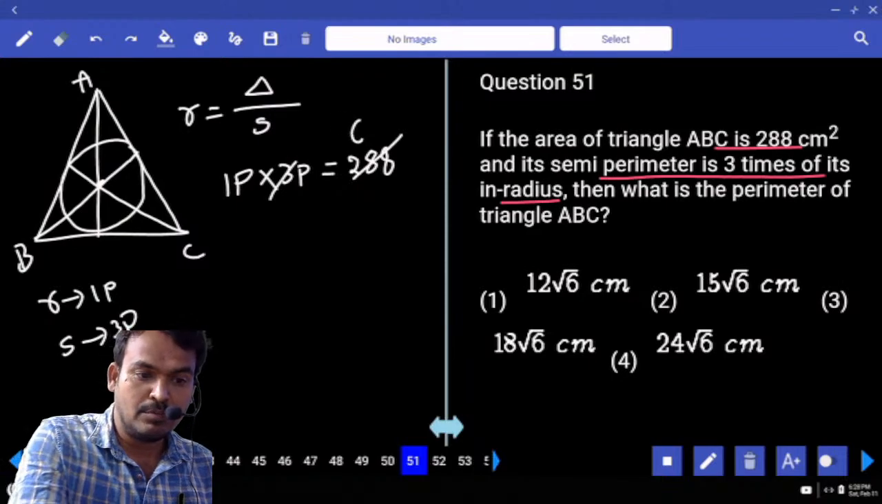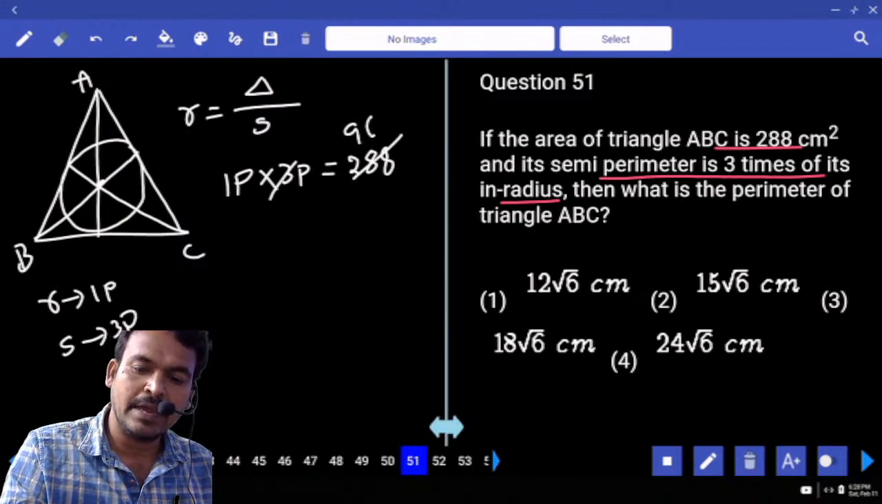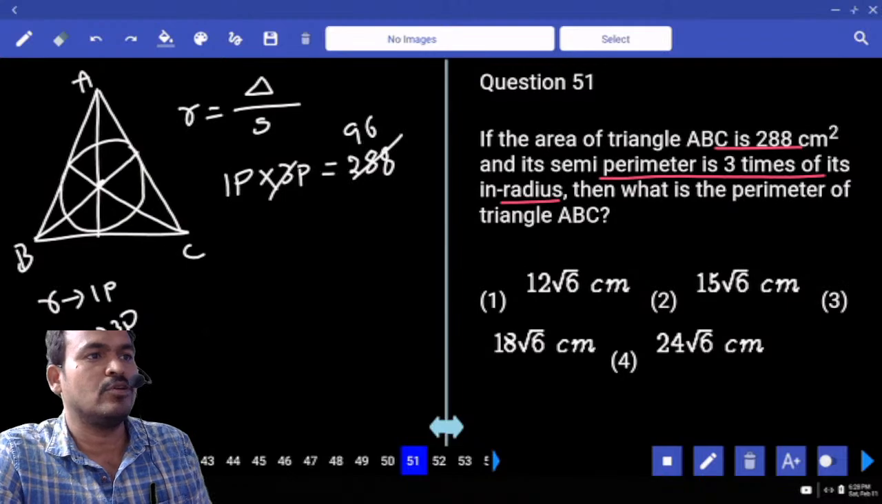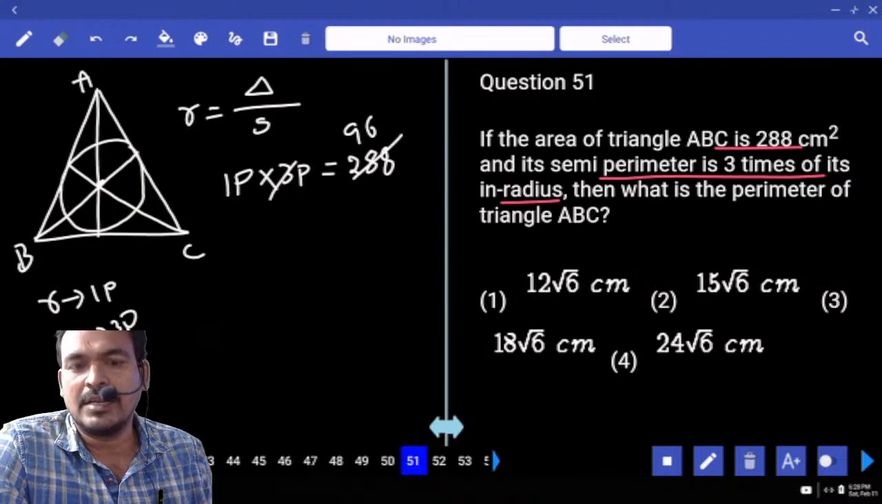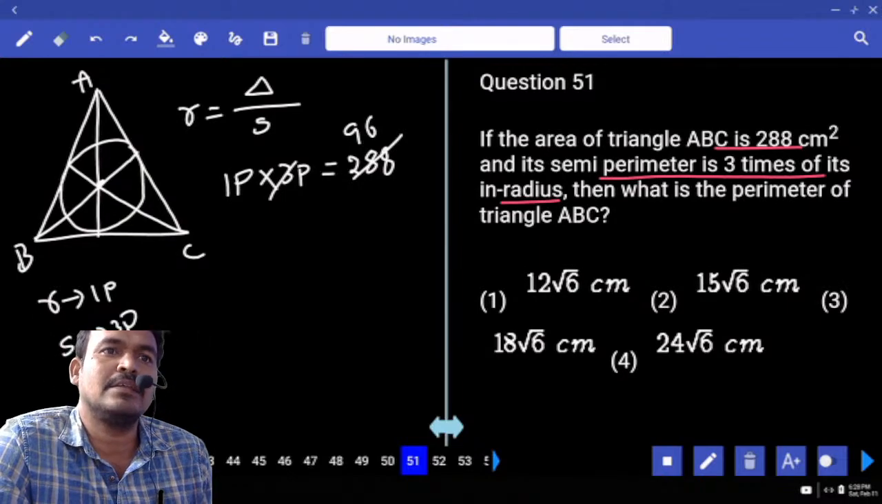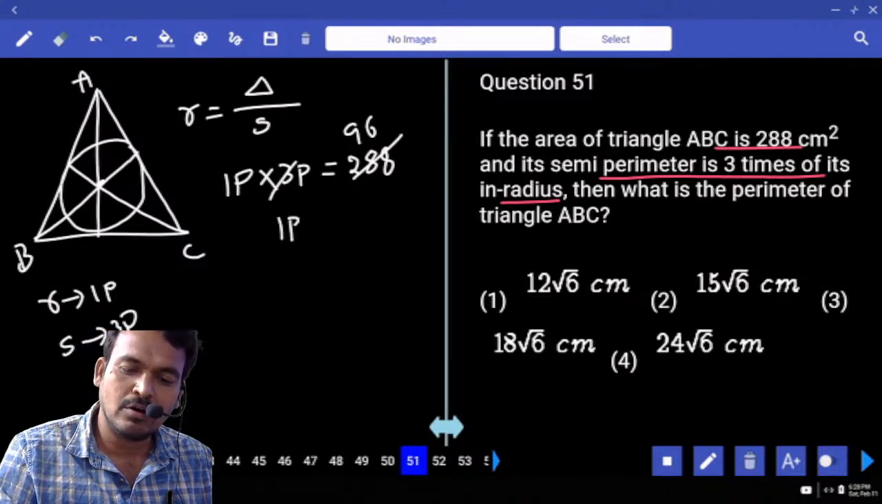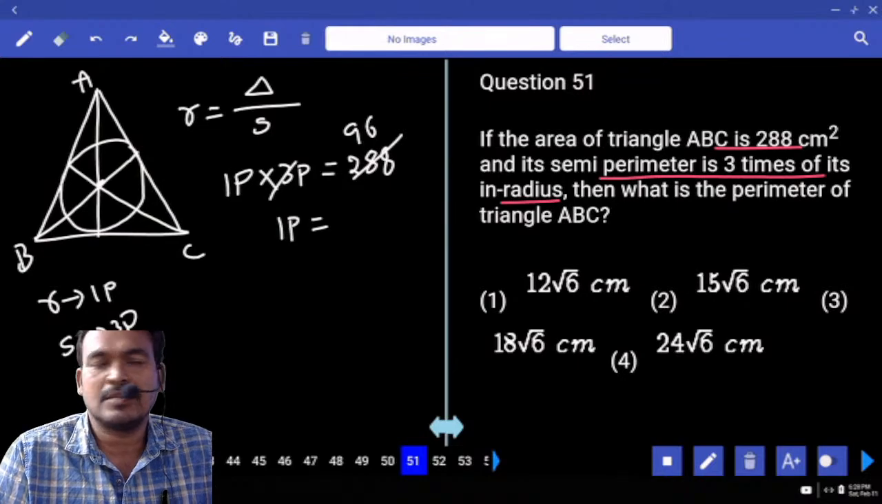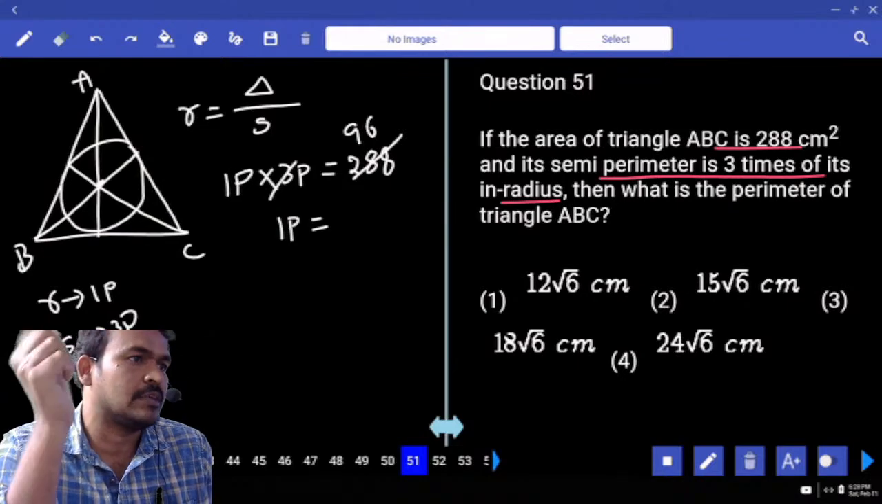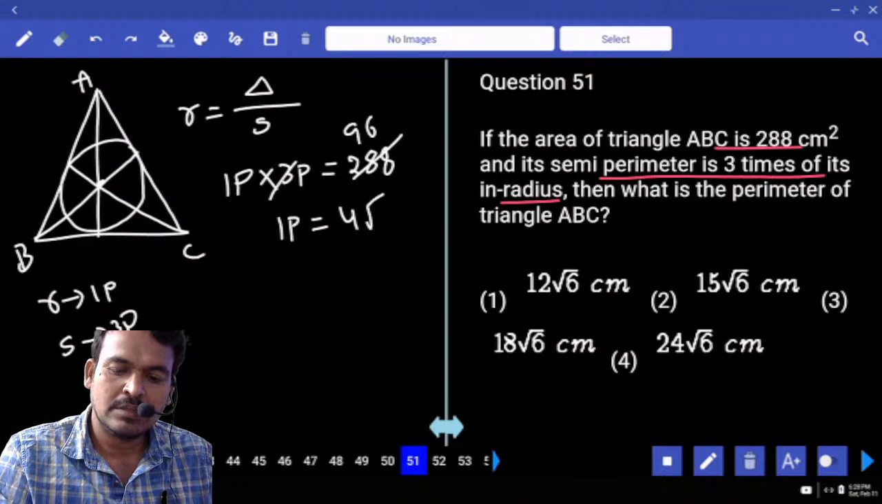3 sixes are 18, 3 nines are 27... so part square equals 96, but 96 we write as 16 into 6. Then every 1 part equals the square root of 96, which is the square root of 16 into 6, nothing but 4 root 6.